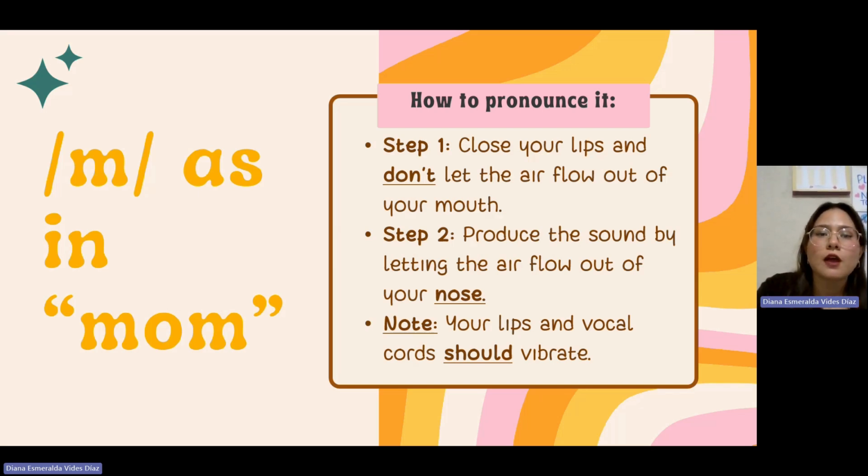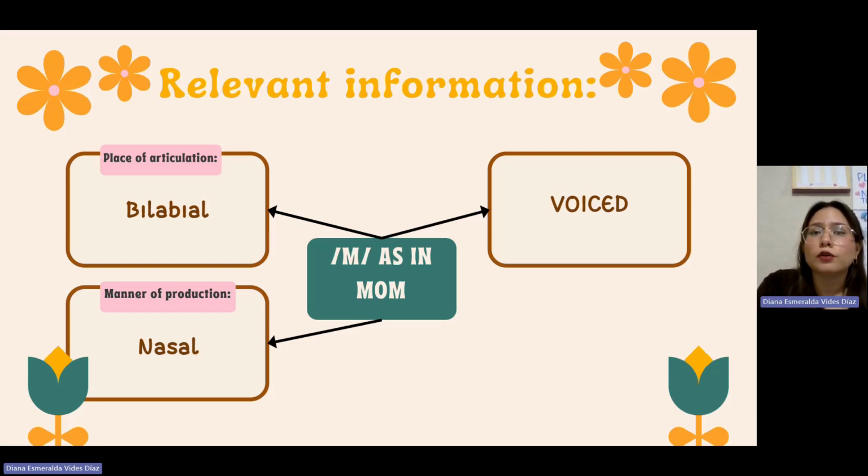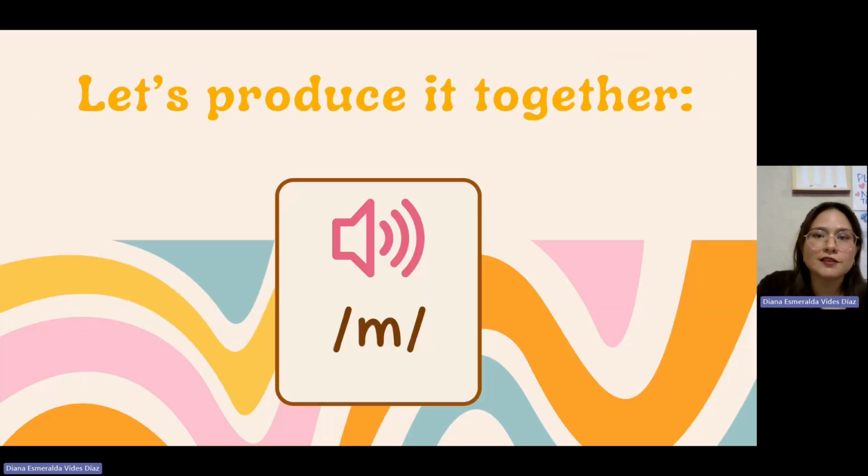In relevant information, in place of articulation, this sound is bilabial, and this means that we are going to use both lips to produce it. In manner of production, it is nasal, and this means that the air is going to flow out of our nose instead of our mouth. And lastly, it is voiced, and this means that we are going to use our vocal cords to do it. Let's practice together now that we have all the information and how to do it.